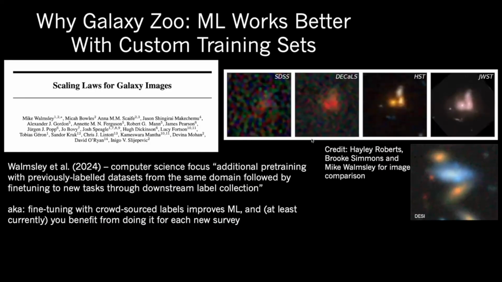So are we done? Have we trained ZooBot and it can just move on with classifying all the galaxies? Well, we think no, partly because galaxies look so different in different surveys. There's an example here of a galaxy in SDSS, the same galaxy in DECaLS imaging, HST and JWST. And you can see that the morphology, the structures that you see, just look different at different wavelengths and at different physical resolutions, different surface brightness. Mike Walmsley, again, has a nice paper where they prove that you do a lot better with machine learning if you retrain it on the actual images that you want to classify.